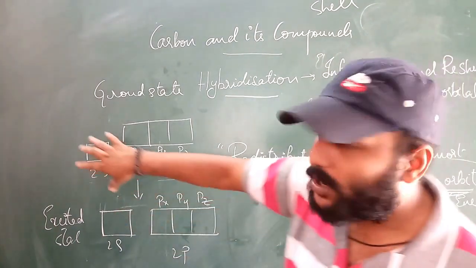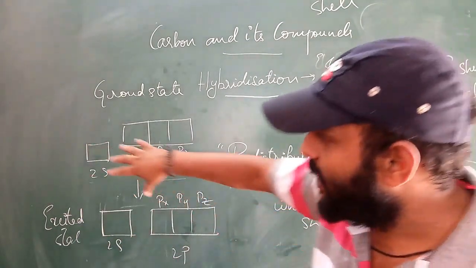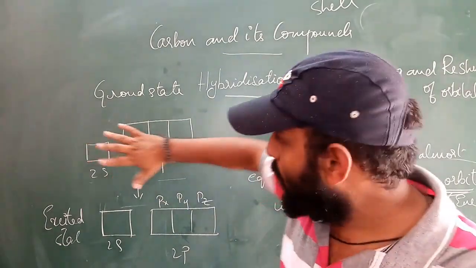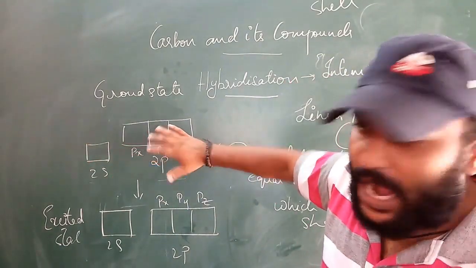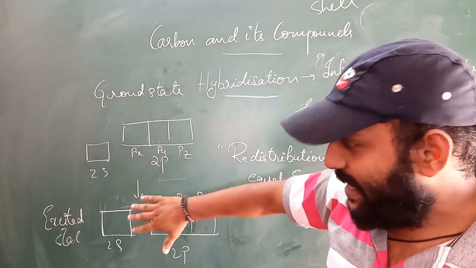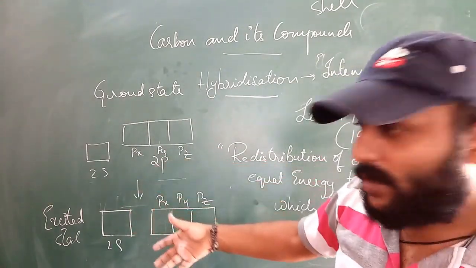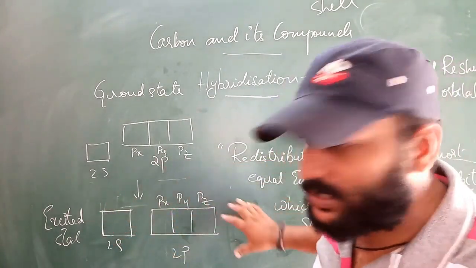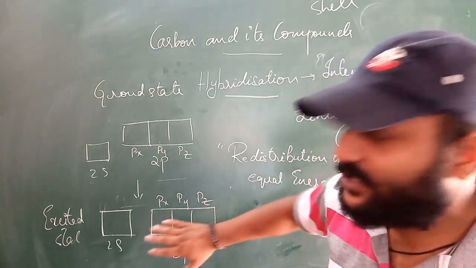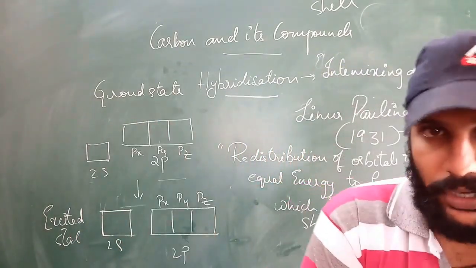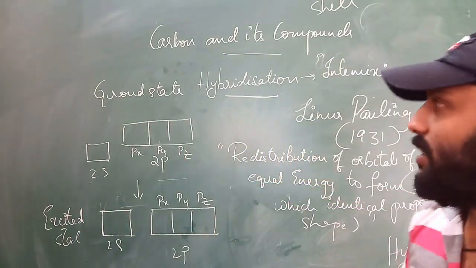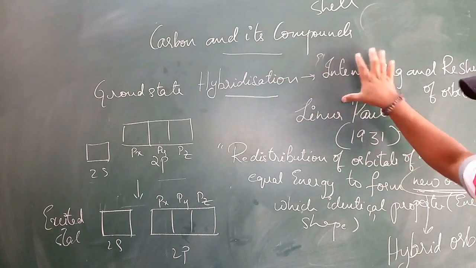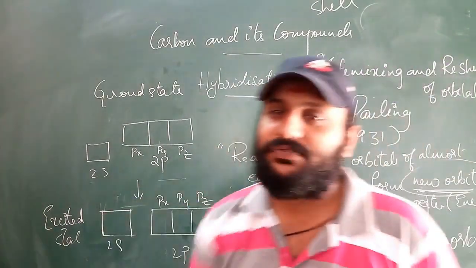Understood? What is the meaning of hybrid? This is the 2s orbital and these are the 2p orbitals. After redistribution, meaning intermixing and reshuffling of orbitals, these are called new orbitals, which are called hybrid orbitals. Understood everyone? So hybridization is nothing but intermixing and reshuffling of orbitals.